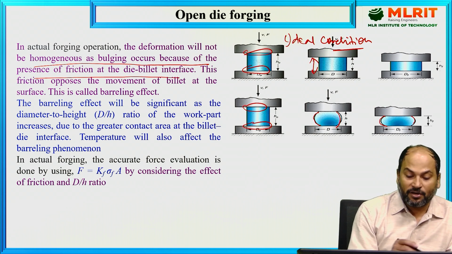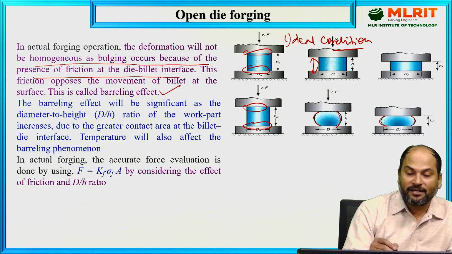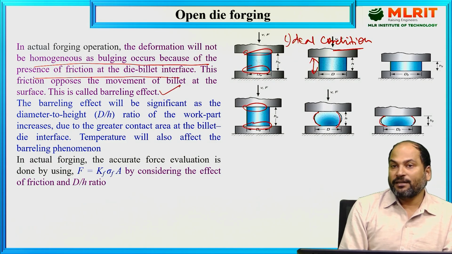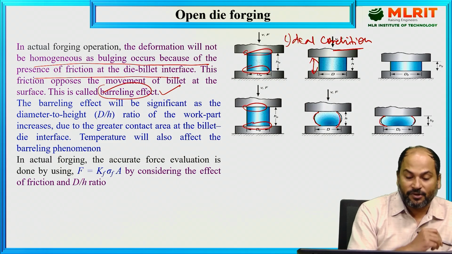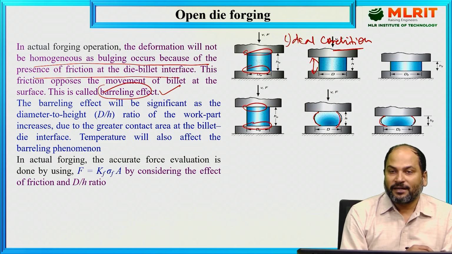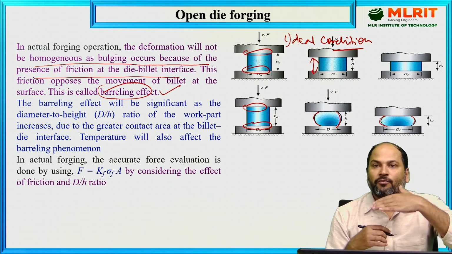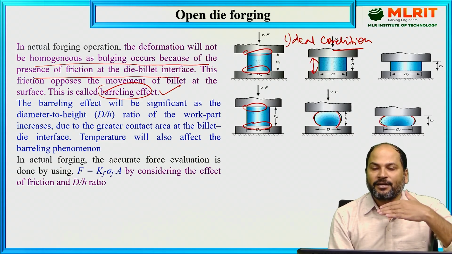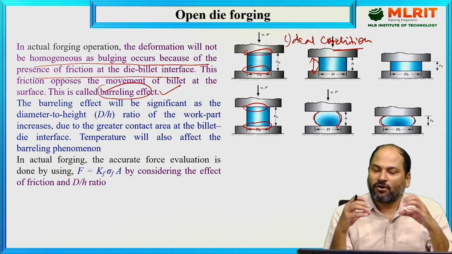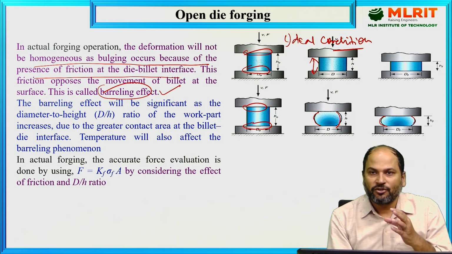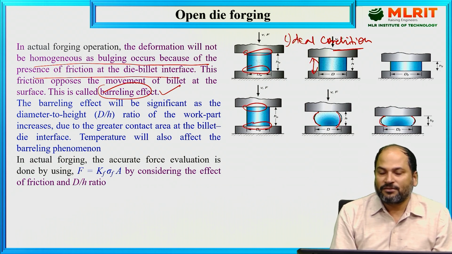This friction opposes the movement of the billet at the surface. This is known as the barreling effect. This is actually a defect in forging. So what is this barreling effect? It is because of the friction at the interface. Interface means where the workpiece is in contact with the die. When you apply the force, the increase in cross-sectional area, or the deformation, is not going to be homogeneous. So what will happen at the center? There will be bulging. This is known as the barreling effect.